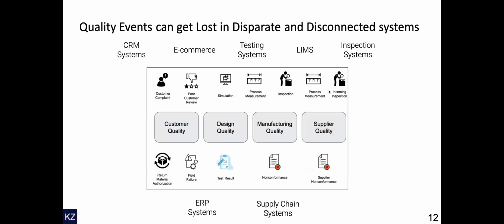And you have lots of different information systems, business systems where quality events get captured. Unless the cross-functional teams know what is going on, there is no guarantee that that information flows through and issues are resolved in a timely manner, right? So that is another big issue that we see.